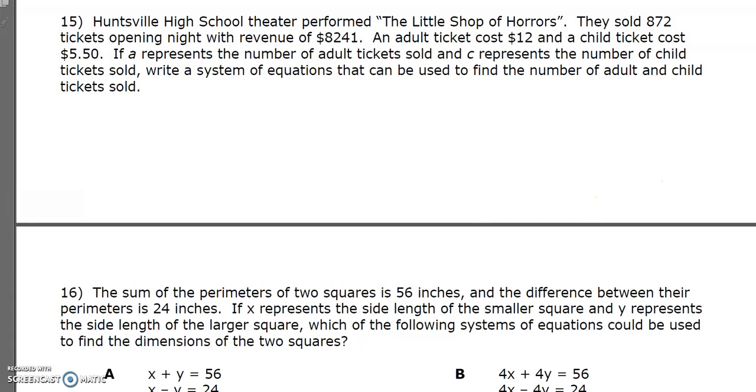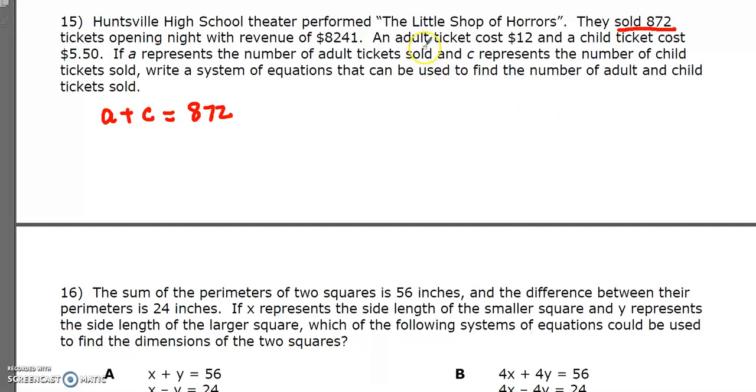Okay, so let's write the equation. They already told us what variables to use, A and C. So if we know how many tickets were sold total, right here, they sold 872 tickets. So that means the number of adult tickets plus the number of child tickets would equal 872. And then we need to talk about the value of the tickets.